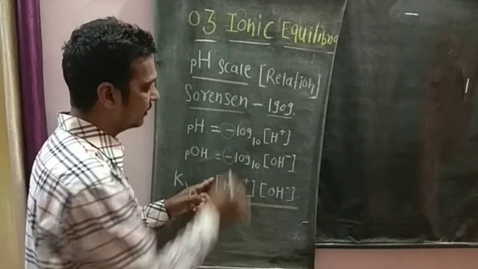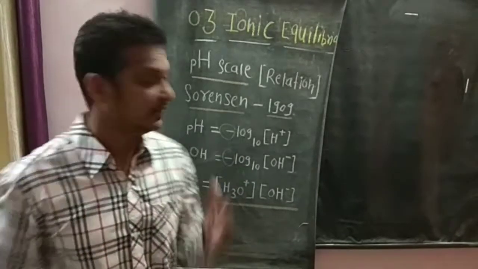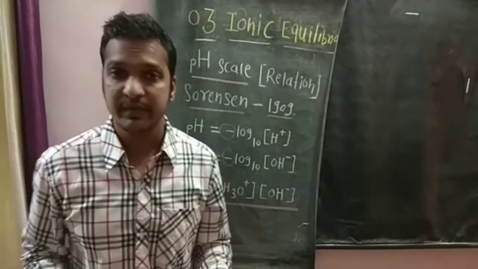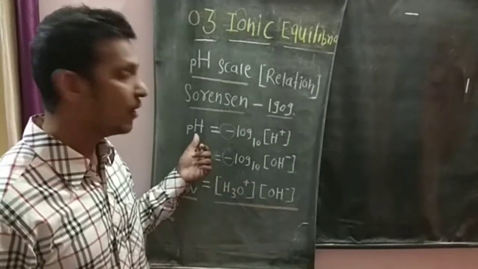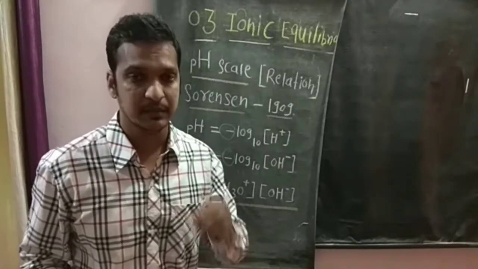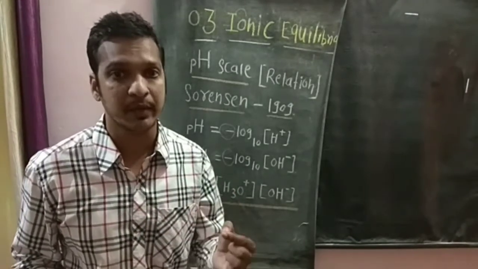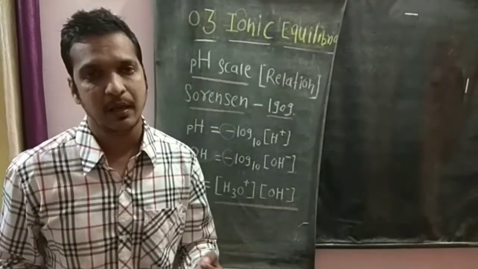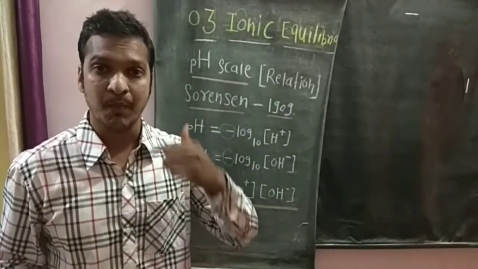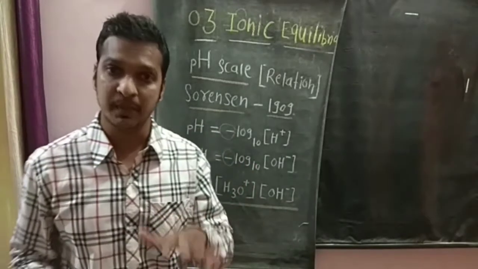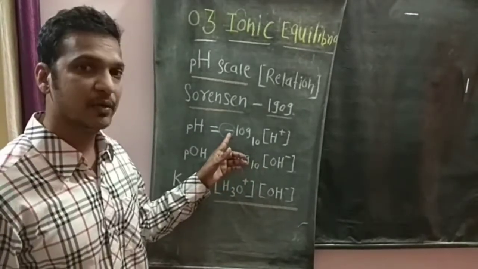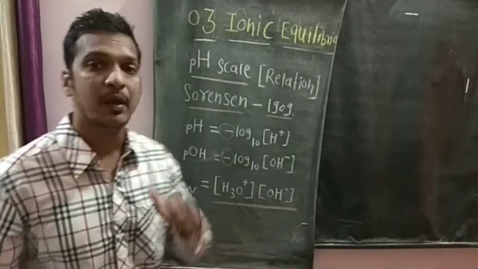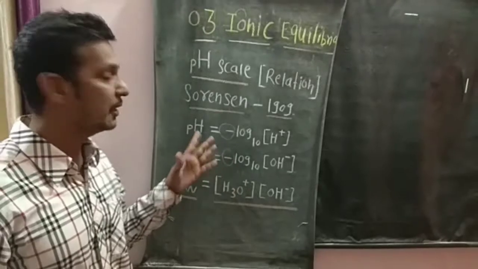In both terms we use the negative sign, negative logarithm to the base 10. Why do we use the negative sign? Because we want the values of pH and pOH to be positive, because the concentration of H plus and the concentration of OH minus is very small, about 10 raised to minus 7. So minus into minus is equal to plus. By applying this negative sign to the very small concentration of H plus, 10 raised to minus 7, negative negative gives a positive value. So at the end we get the positive value of pH and pOH.